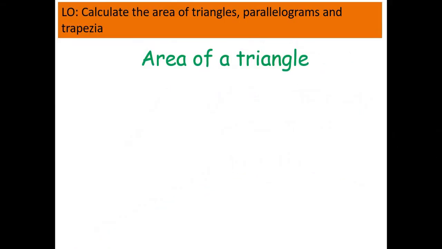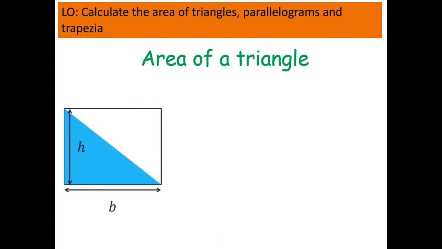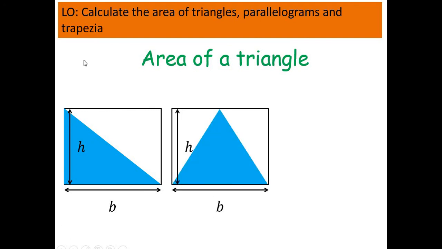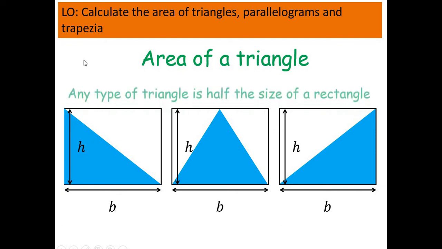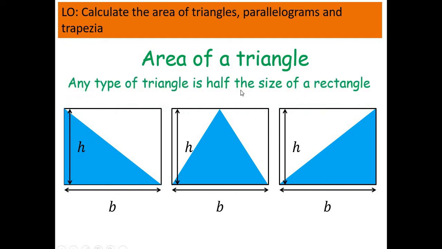Okay, so now we've looked at areas of rectangles, we're going to look at areas of triangles. The area of a triangle is really similar to working out the area of a rectangle. You'll notice here that the blue shape is our triangle. Around it we've drawn a rectangle, and the triangle is half of that rectangle. If you look at all of these shapes, you'll see that any type of triangle is half the size of a rectangle.